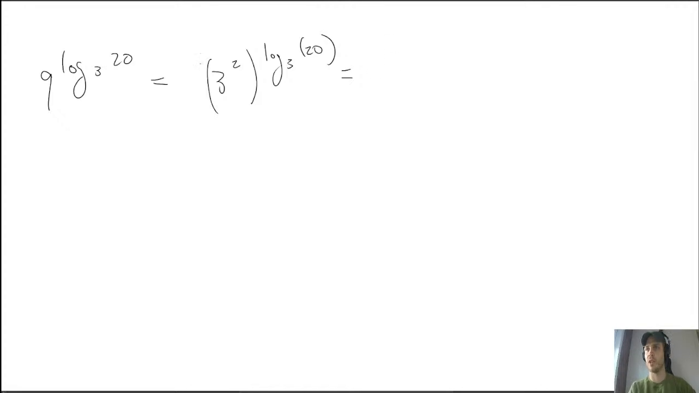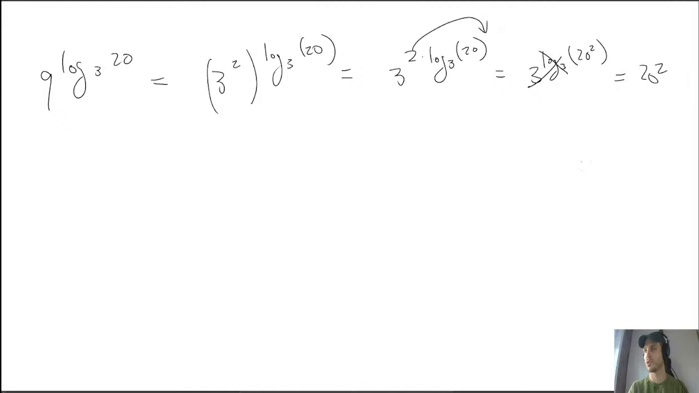So 9 is 3 squared, then you have an exponent rule that says when you have a base raised to a power and you raise that whole thing to a power, you multiply the exponents. So this becomes 3 to the 2 log base 3 of 20. And then this comes up to the exponent using the log exponent rule. And this is 3 to the log base 3 of 20 squared. And then these cancel since they're the same base. And you get 20 squared, which is 400.